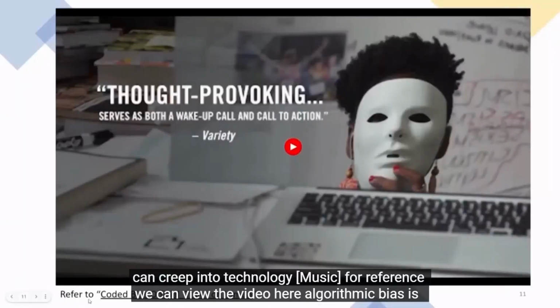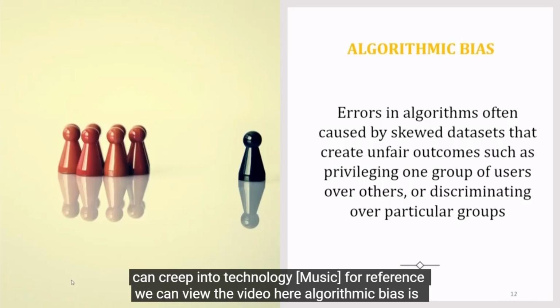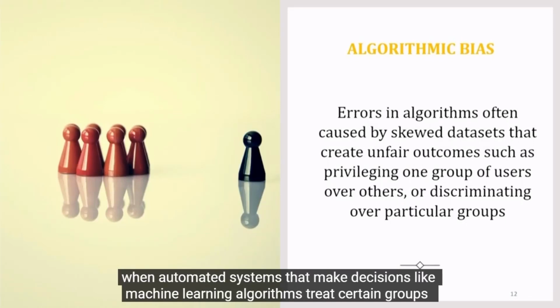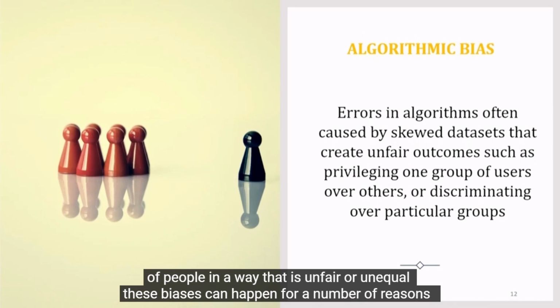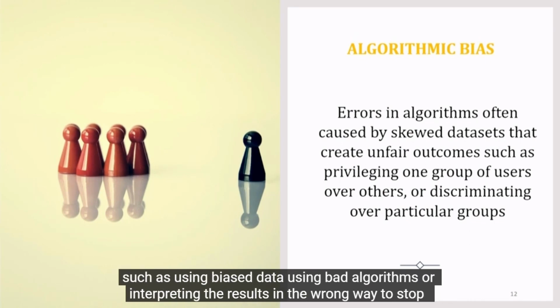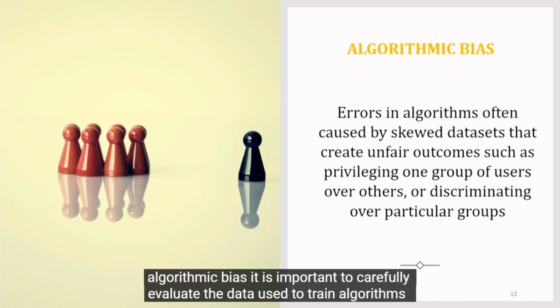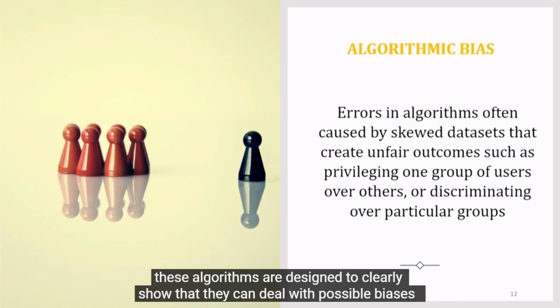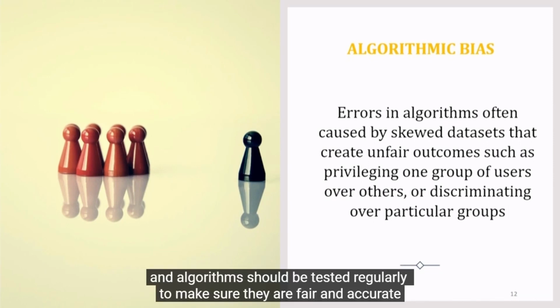For reference, we can view the video here. Algorithmic bias is when automated systems that make decisions, like machine learning algorithms, treat certain groups of people in a way that is unfair or unequal. These biases can happen for a number of reasons, such as using biased data, using bad algorithms, or interpreting the results in the wrong way. To stop algorithmic bias, it is important to carefully evaluate the data used to train algorithms. These algorithms should be designed to clearly show that they can deal with possible biases, and algorithms should be tested regularly to make sure they are fair and accurate.